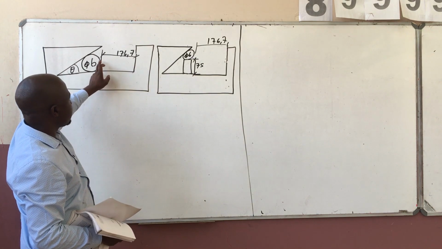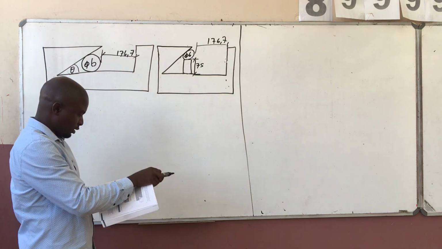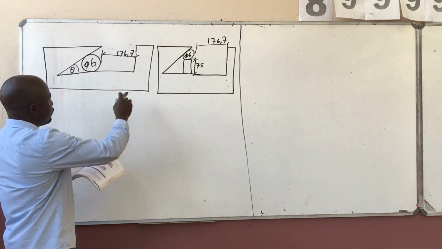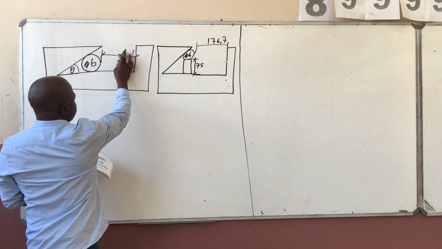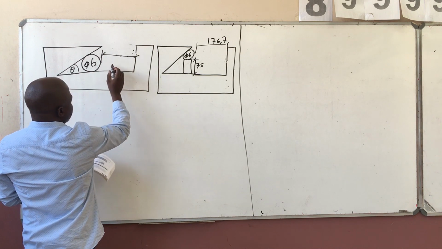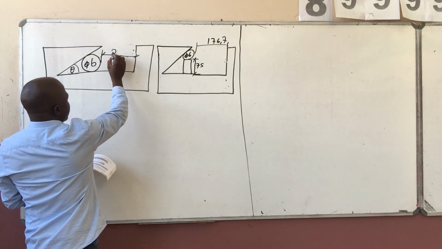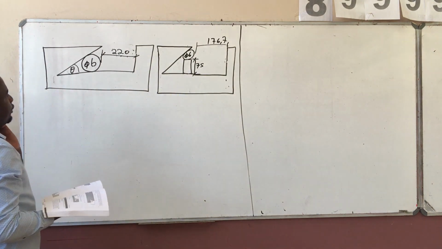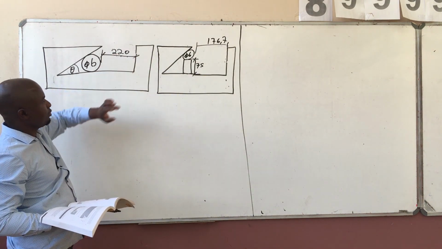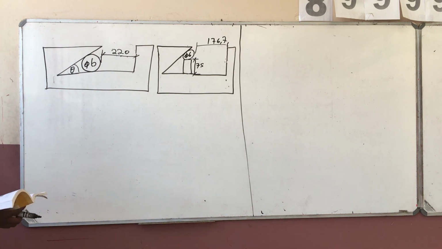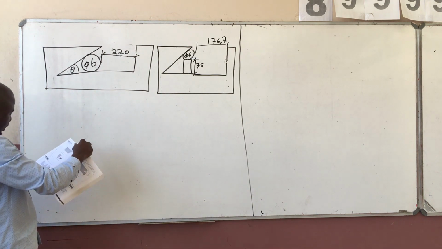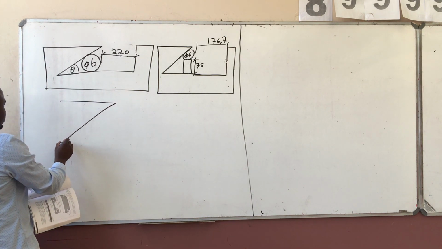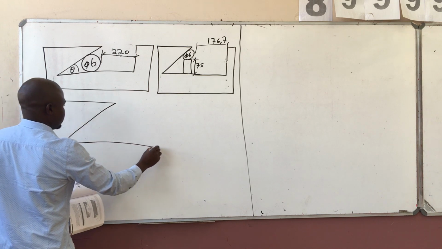Meaning, as you can see, the position from here to here is not the same. I have made a mistake here. The position from there to there is 220. The position from there to there differs from this one. So the same applies. Even with this one, let us draw a diagram.